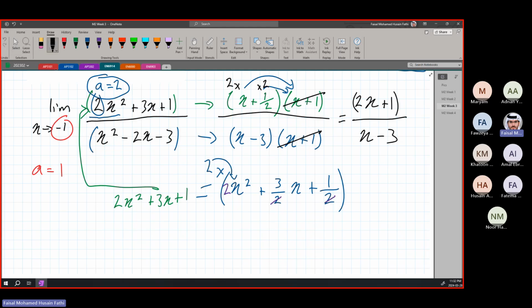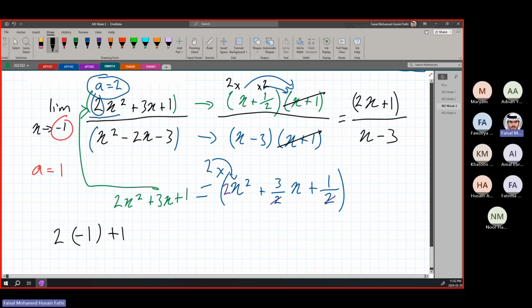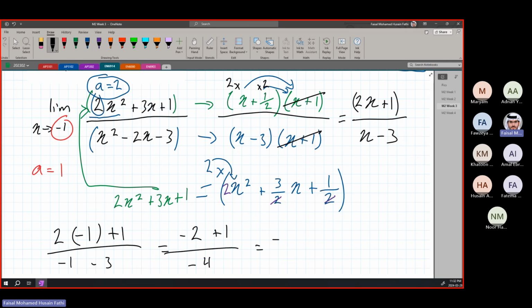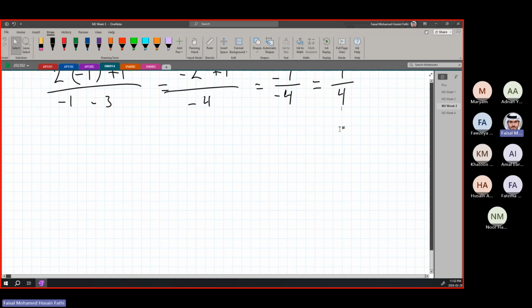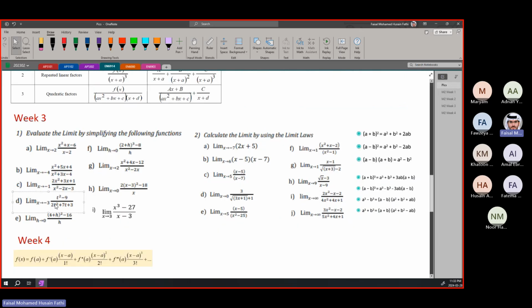So again, if I just want to solve it really quickly, x, we will substitute minus 1. So if you notice, it's going to be 2 times minus 1 plus 1 over minus 1 minus 3, which is equal to 2 times minus 1 is minus 2 plus 1 over minus 1 minus 3 is minus 4. So this is minus 1 over minus 4, which is equal to 1 over 4. Okay? Let's look at the next question.